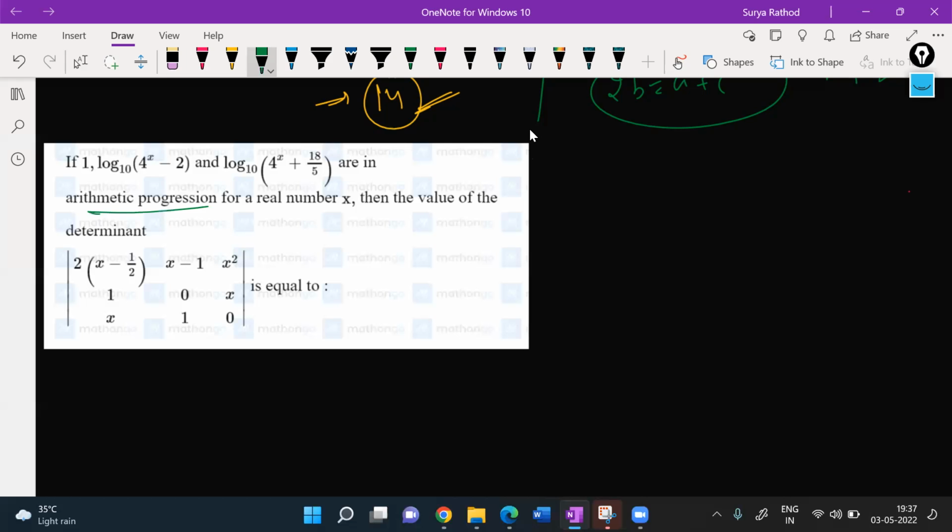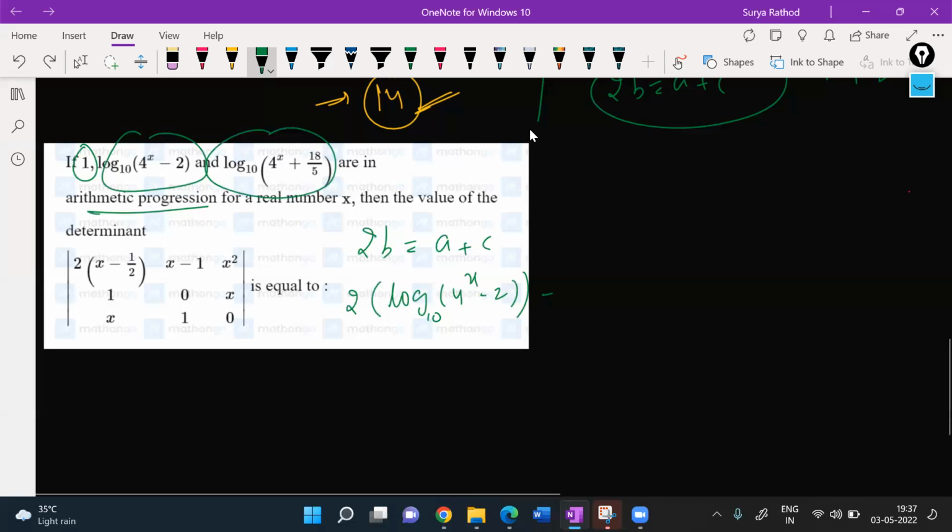These are in arithmetic progression. So this is A, this is B, this is C. If I consider them like that, 2 times B is equal to A plus C. 2 times B, what is B? Log of 4 to the power of x minus 2 base 10 is equal to 1 plus C. What is C? Log of 4 to the power of x plus 18 by 5 base 10.